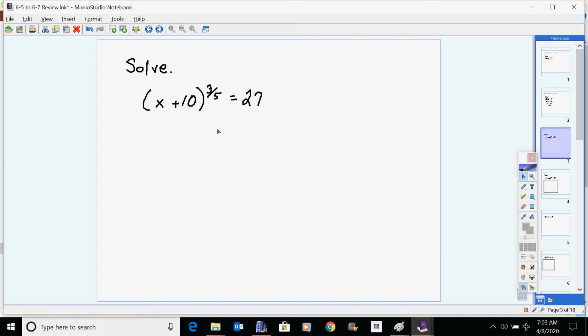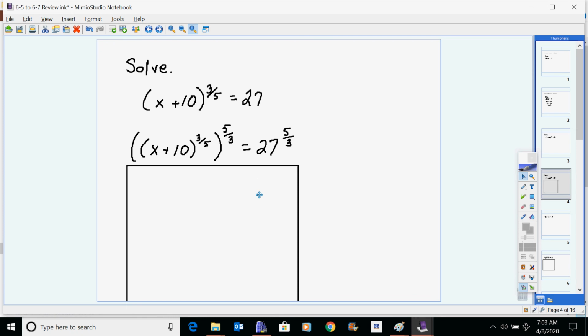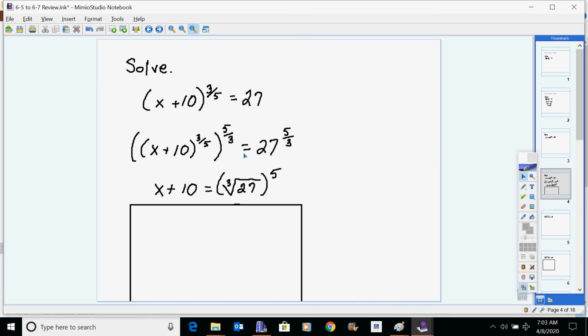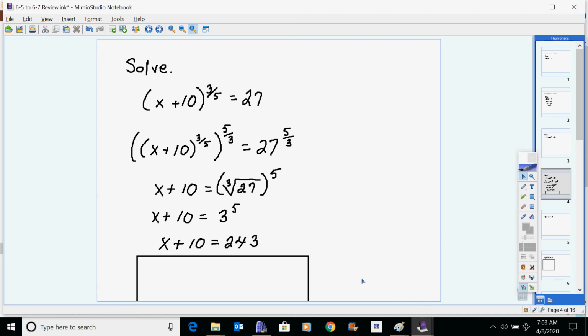When you have a fractional exponent and it's already isolated, you can get rid of it by taking it to the reciprocal power. The effect is that when you multiply the exponents, we get a 1. Remember, this is the index and this is the power. So we look to see if taking the index is going to be helpful, and it will be. 3 to the 5th power can be done either by hand or by calculator to find out that it's 243. And then, of course, subtracting 10 from both sides gives you your final answer.